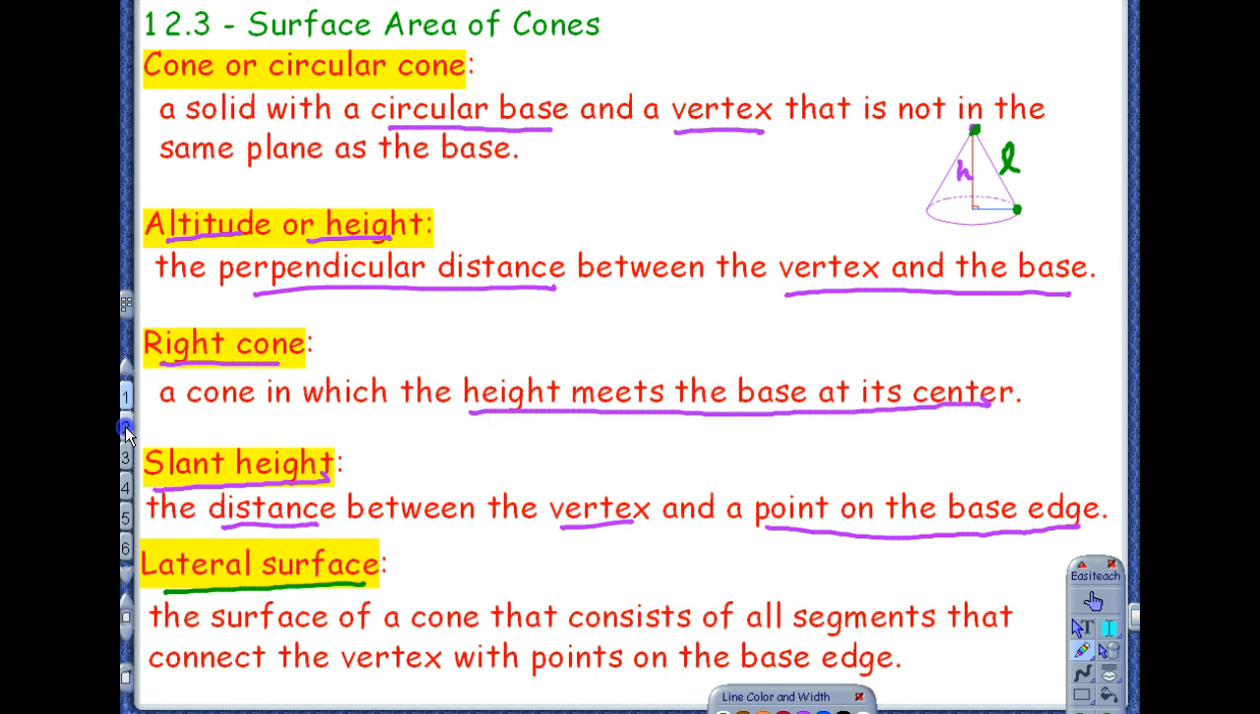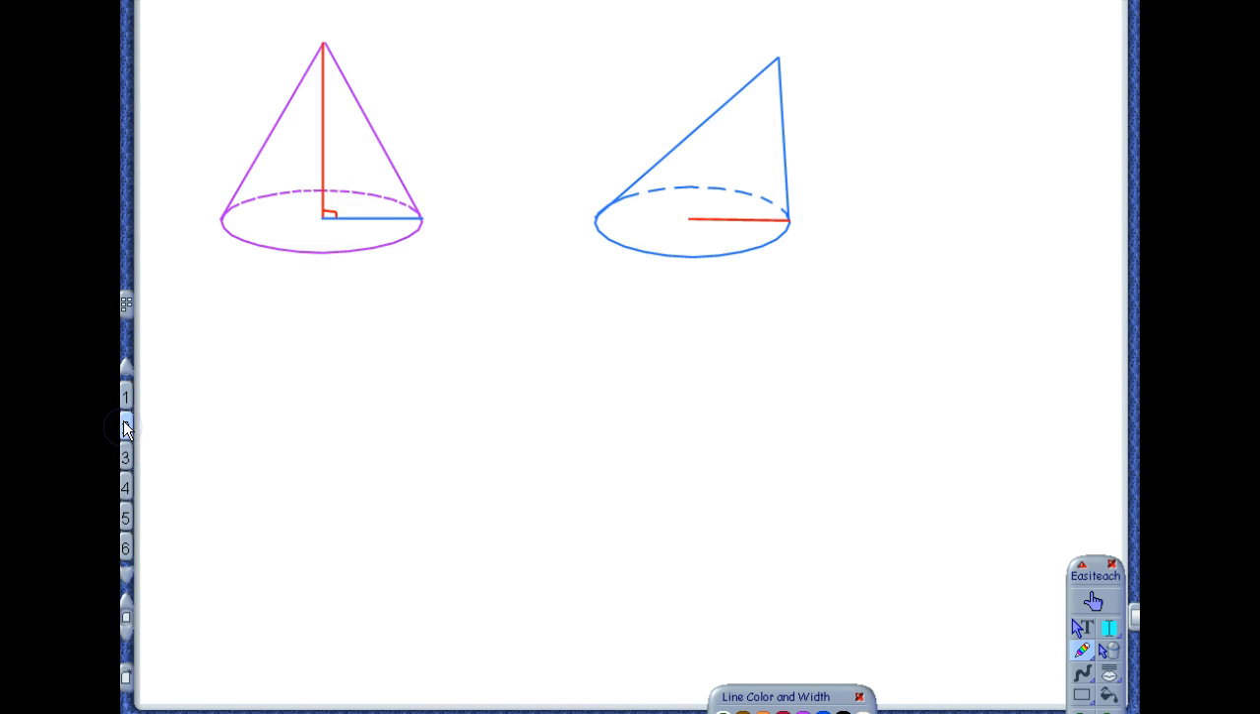Now, to show you some bigger pictures of some cones, and some differences too, the one on the left is considered a right cone. Why? Because its vertex is lined up with the center of the circle. So that's where your height actually falls, exactly, perpendicular distance. This other one would not be considered a right cone because if I draw in the perpendicular distance, which again goes from the vertex to the base, and make it perpendicular, that doesn't go to the center.